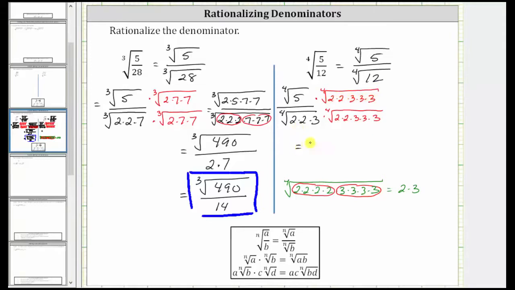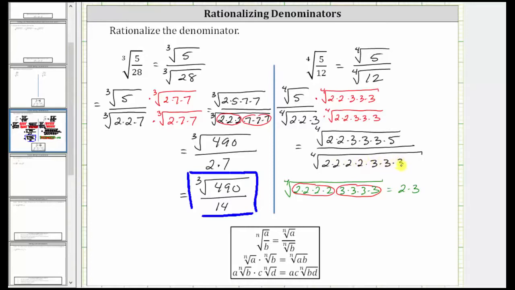And now multiplying, in the numerator, we have the fourth root of a factor of 5, 2 factors of 2, and 3 factors of 3. Let's write that as 2 times 2 times 3 times 3 times 3 times 5. In the denominator, we now have the fourth root of 4 factors of 2 and 4 factors of 3. In the numerator, we have the fourth root of 2 times 2 times 3 times 3 times 3 times 5, which is equal to 540.